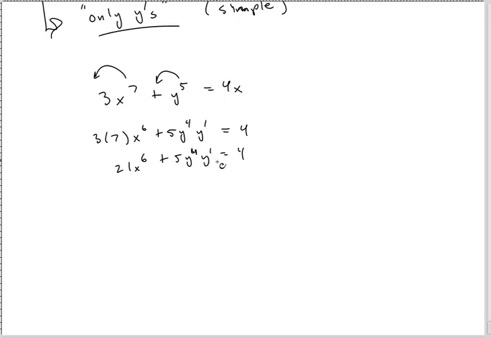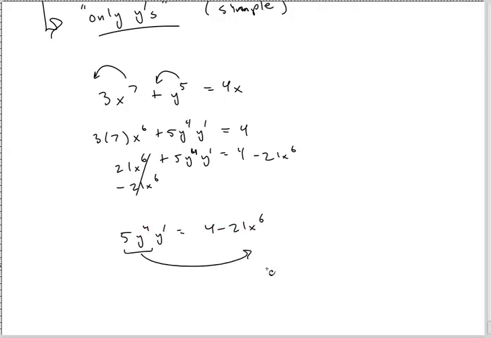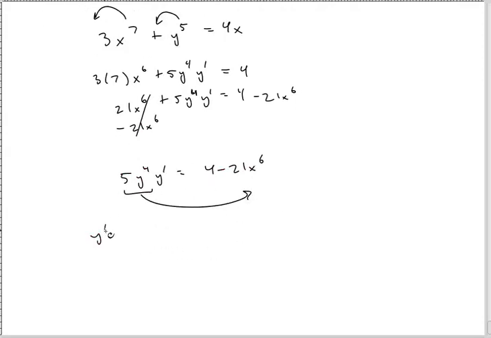And let's say I still want my y prime by itself. First off, I'm going to minus the 21x to the 6 onto the other side. And I want to get y prime by itself, so I'm going to divide this y stuff to the other side. And so we get this is my answer.